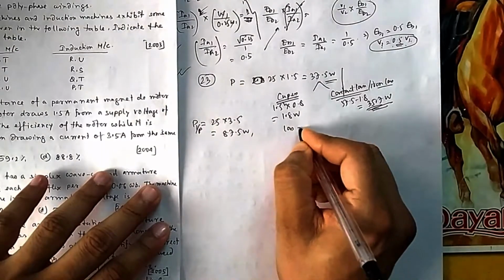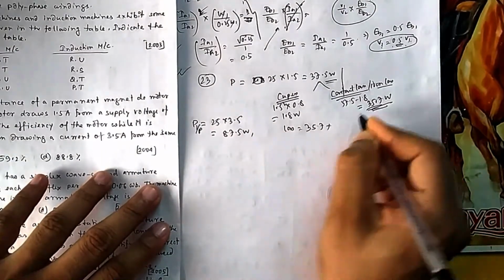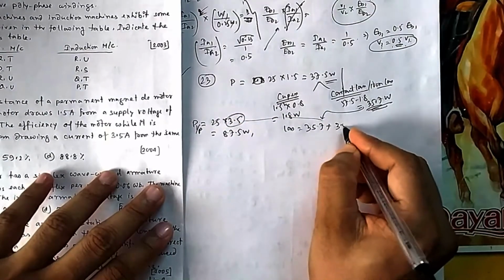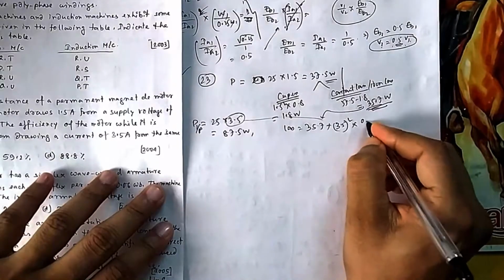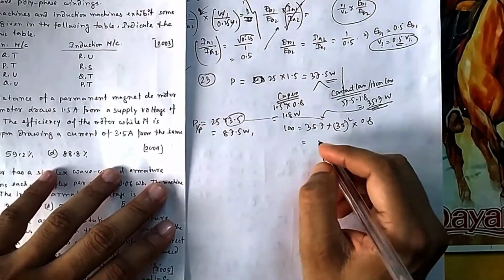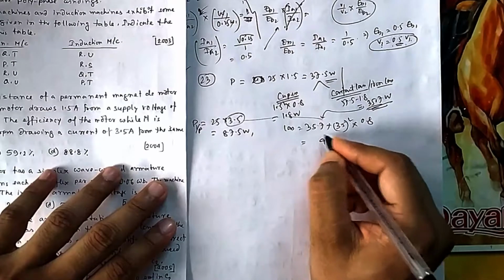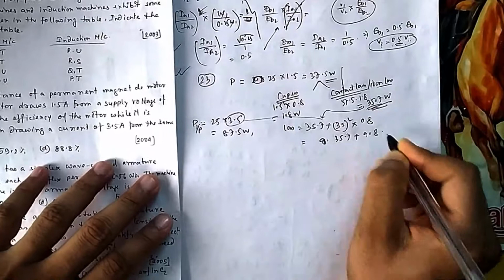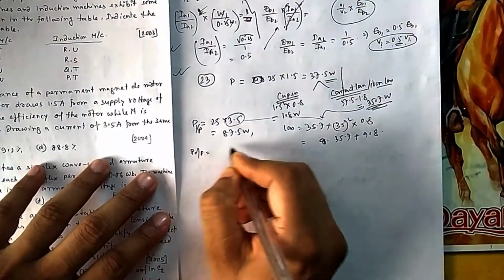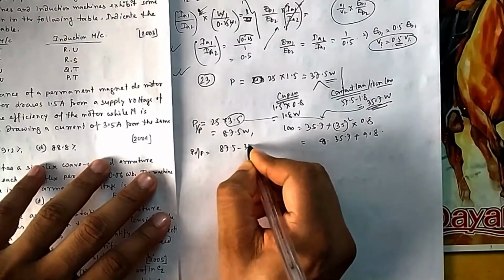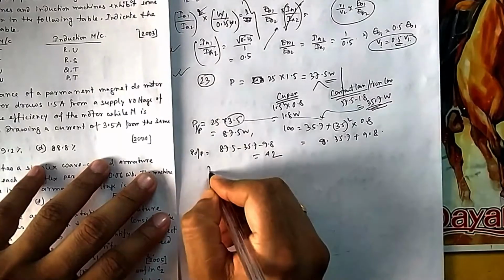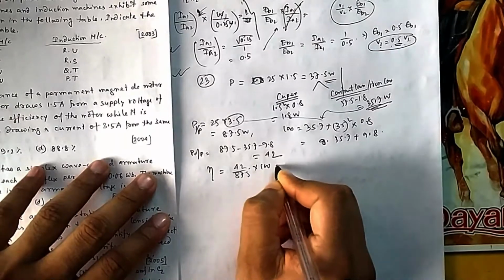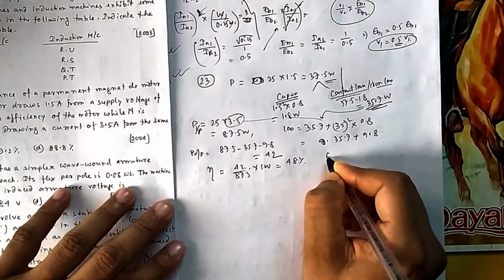What is your losses? Losses is 35.7. These will come, and then with the variable loss because you are taking now 3.5, so it will be 3.5 square into RA is 0.8. So this much loss you are consuming, that is 35.7 plus this one, if you do it will be 9.8. So your output will be equal to input minus losses, so 87.5 minus this, that is your 42. So efficiency is output by input, 42 by 87.5 into 100, so that is 48%. That is your option A.